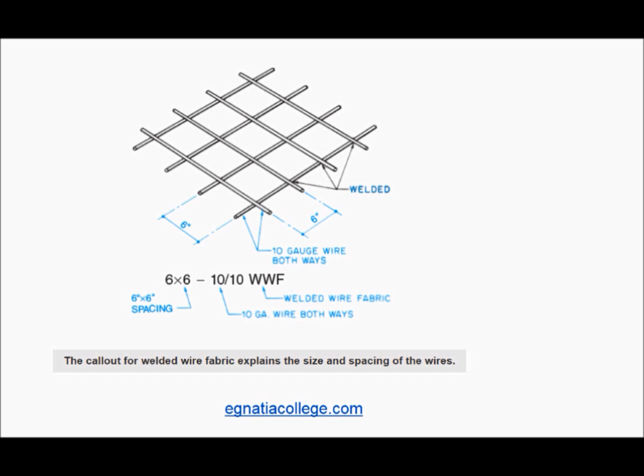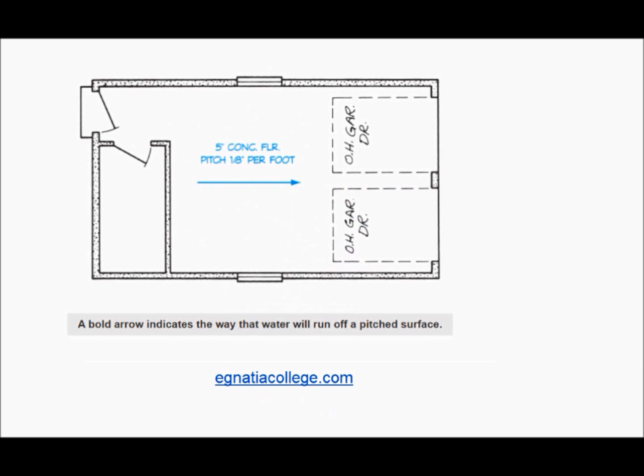Welded wire mesh is sometimes abbreviated WWM and sometimes WWF for welded wire fabric. Where the slab must support bearing walls or masonry partitions, it may be haunched. When floor drains are included or where water must be allowed to run off, the slab is pitched, sloped slightly. A note on the drawings indicates the amount of pitch. 1/4 inch per foot is common.